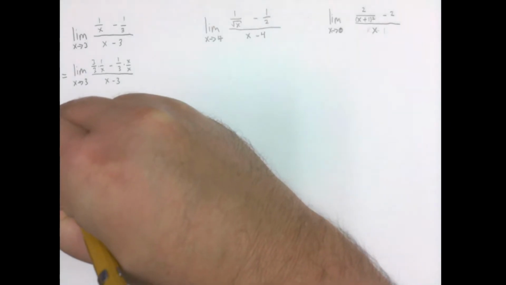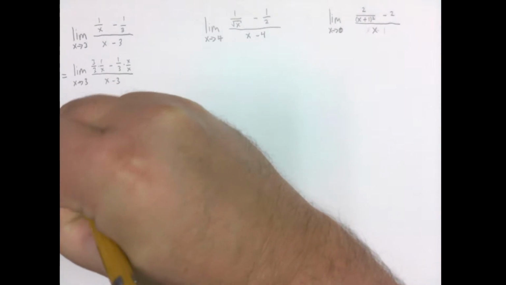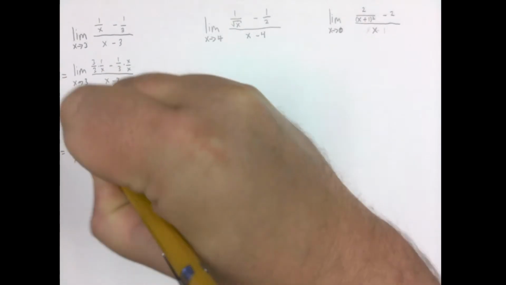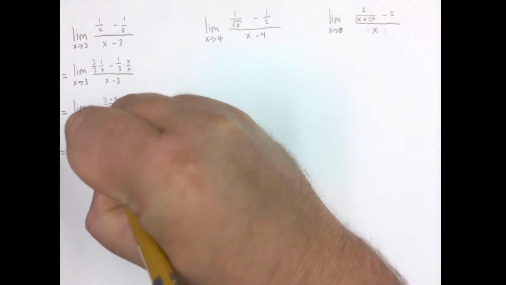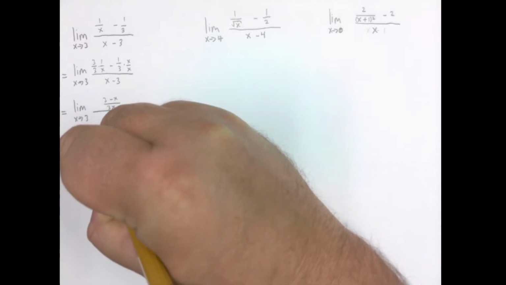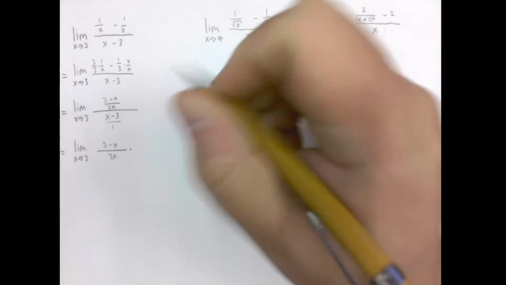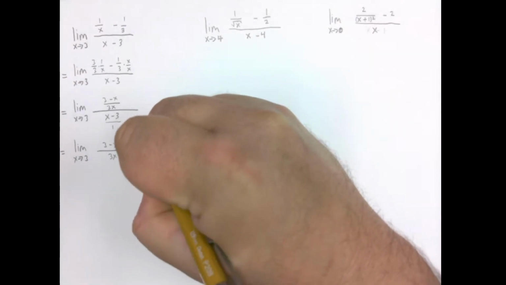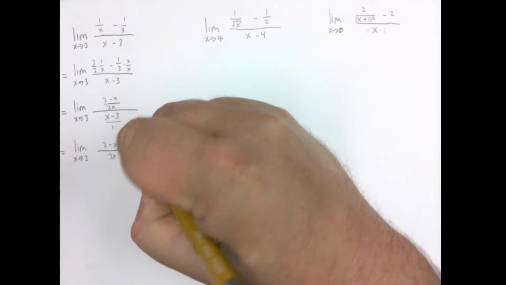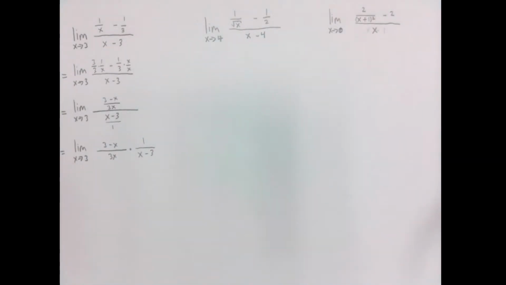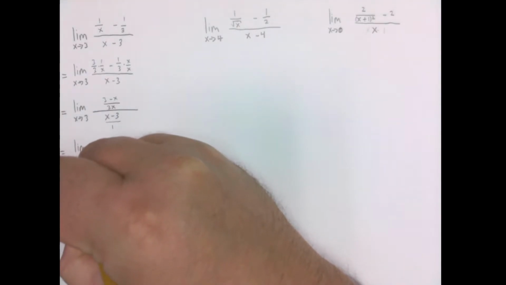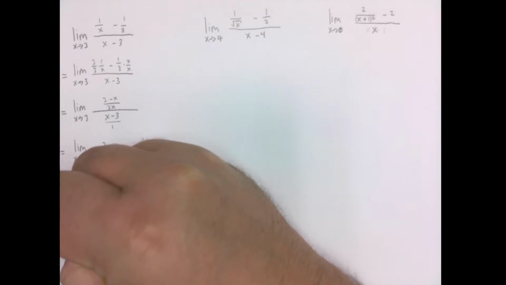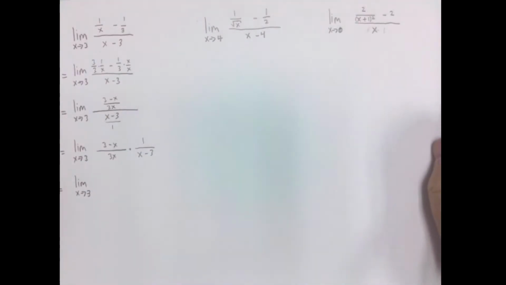So what does that leave us with? If we flip the divisor and multiply, we're going to have 3 minus x over 3x times the reciprocal, which is 1 over x minus 3. Now, we almost have a nice cancellation here.